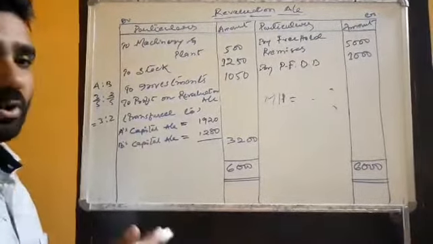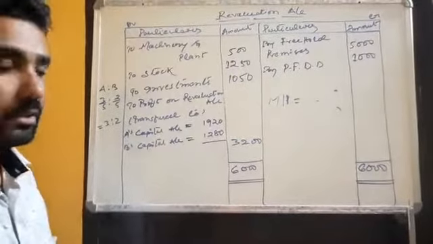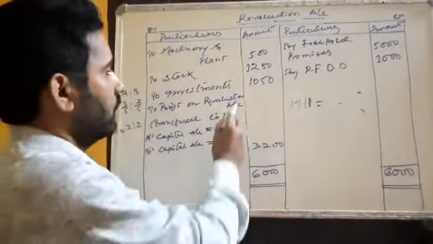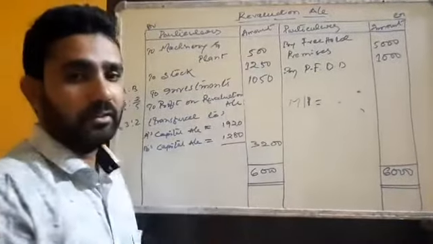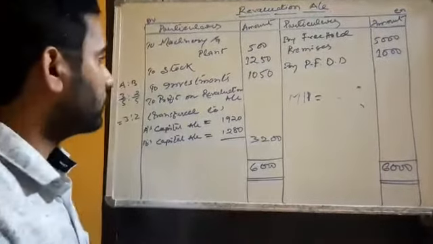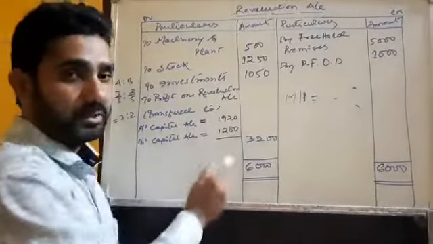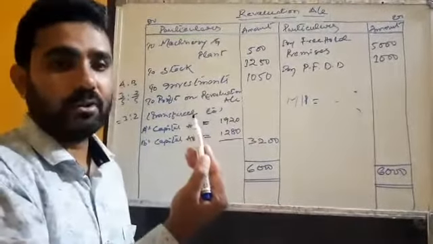And next, stock is revalued. Stock is discounted by 10%. Now what is the stock? Stock is rupees 12,500. So there is a discount of 10% in stock, so you need to deduct 10%. So 10% of 12,500 is 1,250 rupees. So again there is a decrease in stock.